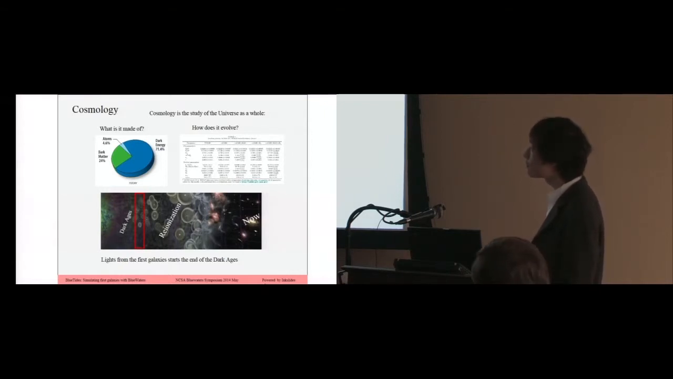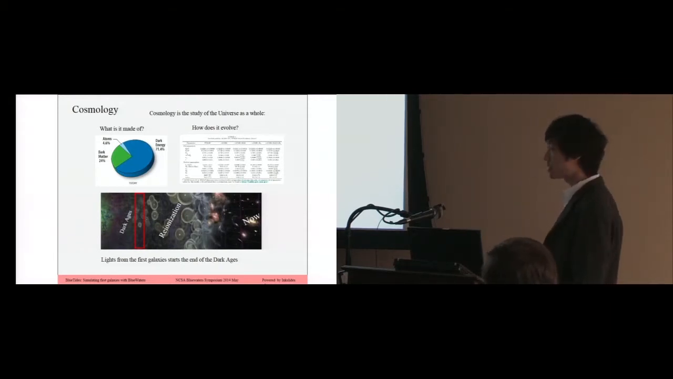The light from the first galaxies will ionize the neutral hydrogen in the universe, and that marks the start of the epoch of reionization. At the end of reionization, most of the atoms in the universe are ionized, and the universe becomes pretty much similar to what we see today, transparent, and photons can travel pretty much freely over very large distances.